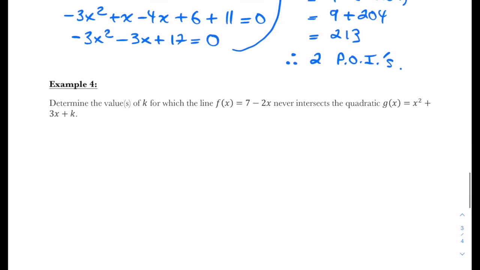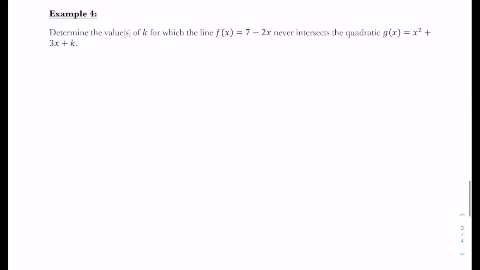Moving on to example 4. This would be an example of a thinking question. We're asked to determine the values of k for which the linear function f of x never intersects the quadratic function g of x. In other words, we don't want any solutions at all. So take a moment to think about what has to be true for there to be no solutions.